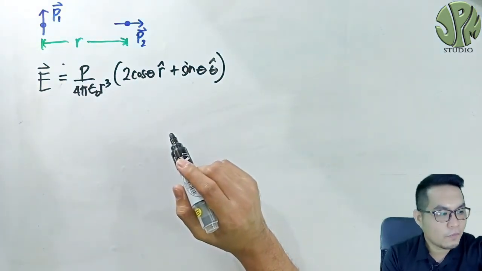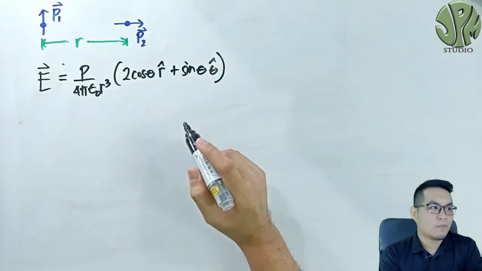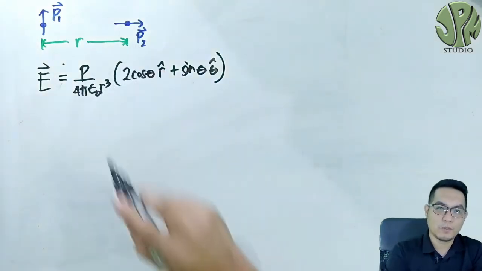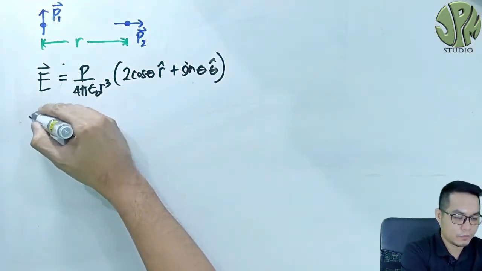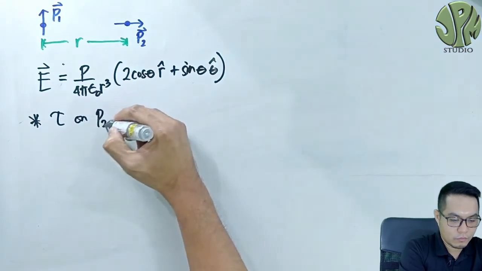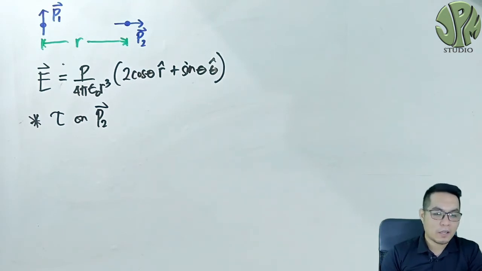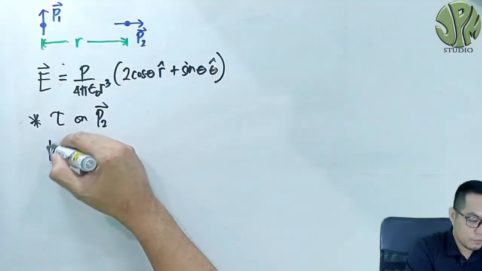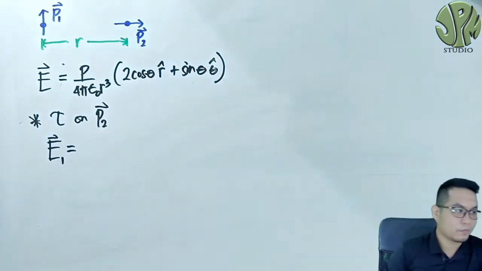For the first question, we are asked to find the torque on P2, due, of course, to the electric field of P1. So we need now to set the electric field of P1. The electric field of P1 will just be like this.